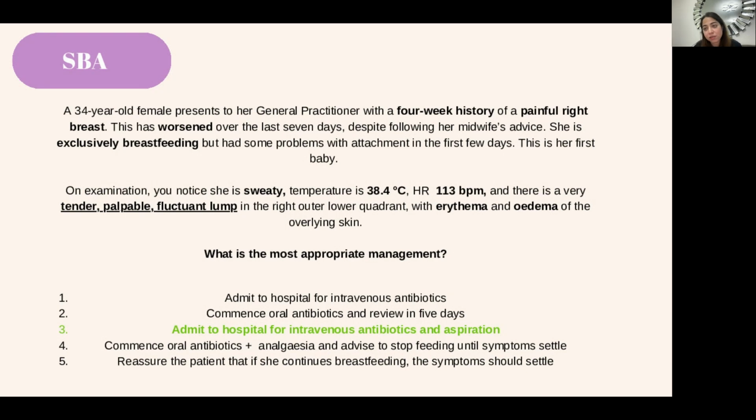just to make sure that it doesn't cause any other problems or further complications. So I can see why most of you would have gone with the oral antibiotics option, because initially the presentation could suggest that it's mastitis, but it's really important here that the second paragraph highlights that, one, she's very unwell, and two, there's an abscess there that needs to be treated as soon as possible.